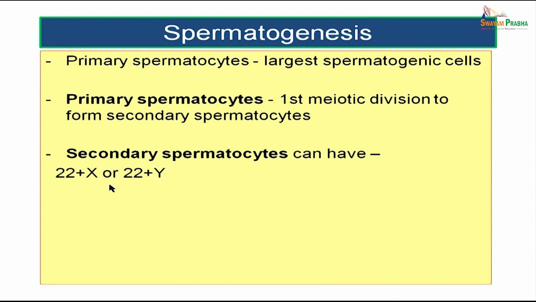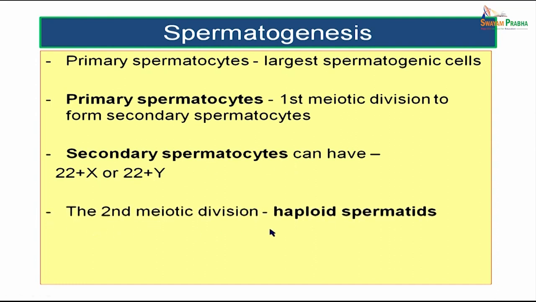If 22 plus X of the sperm fuses with the mature ovum, we get a female. And if 22 plus Y of the sperm fuses with the mature ovum, which is again 22 plus X, we get a male. Because 22 plus X is a common factor from a mature ovum, but from a sperm we can have these two options, either 22 plus X or 22 plus Y, and this determines the sex of the fetus.